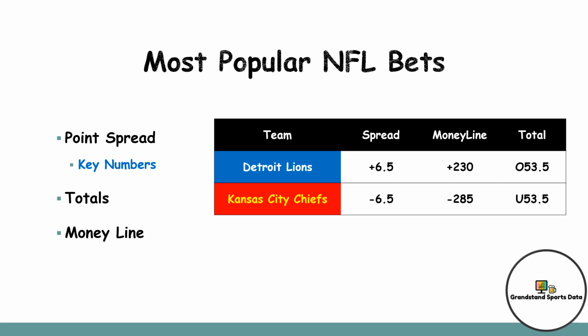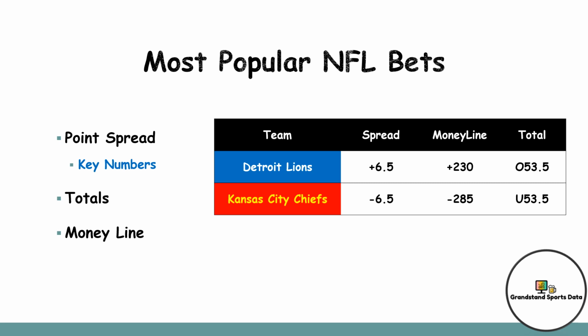Next, we're going to move to totals, or some people regard these as over-unders. So the total is also known as the over-under. It's a combined score of both teams in the game. In this case, the total is set at 53.5. Bettors can wager on whether the actual total points scored in the game will go over or under this number. So if you believe this game will be high scoring and the total points will exceed that 53.5, you'd bet the over. If you expect a lower scoring game, you would bet the under.